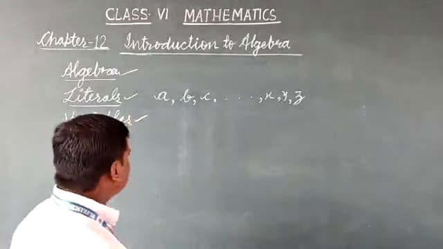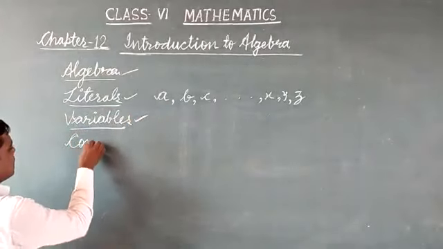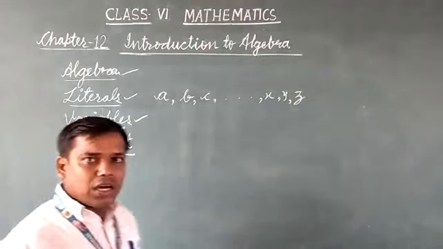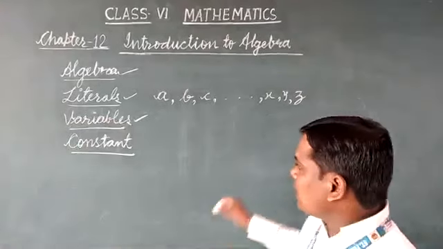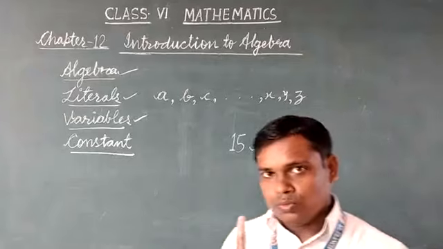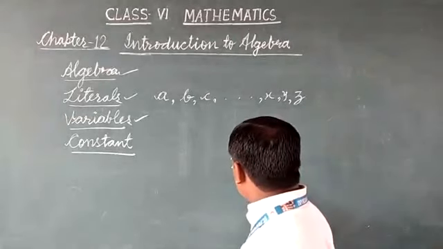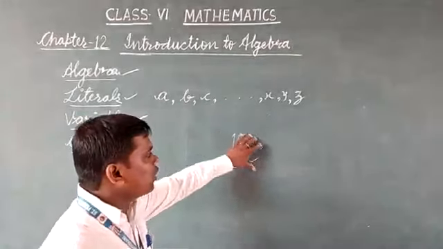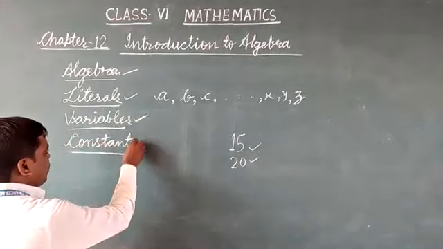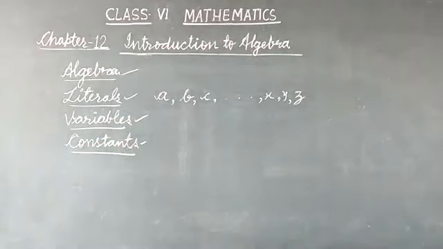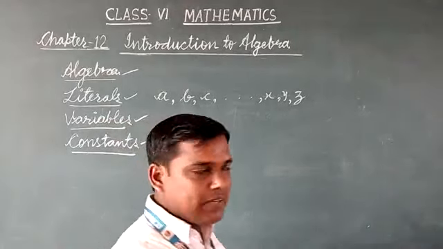Now constant. The next term is constant. The numerical values are constants. As I am writing here 15, it is fixed. 15 is a fixed value. I am writing 20, it is a fixed value. The value of 15 and 20 will not change. So these are called constants. Then we come to know that some patterns are given in our book.